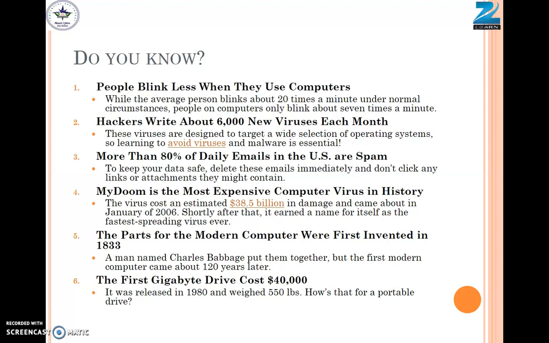Third fact, more than 80% of daily emails in the US are spam. Okay, not only in the US, but nowadays you may also observe that if you have an email account, then 80% of those emails are spam. Spam means from unknown senders. To keep your data safe, delete these emails immediately and don't click any links or attachments they might contain.